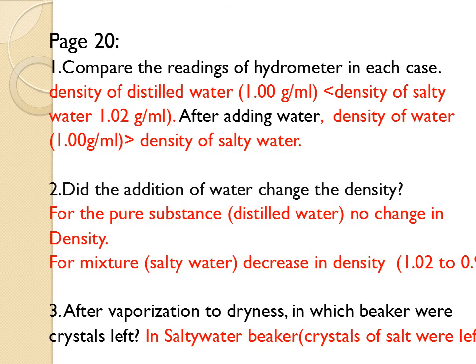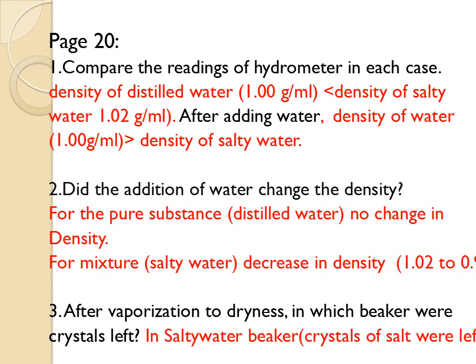Now, after we read the experiment, let's solve the exercises, page 20. In the first exercise, they are telling us to compare the readings of the hydrometer in each case. First, the density of distilled water was 1 gram per milliliter, which is less than the density of salty water, which is 1.02 gram per milliliter.